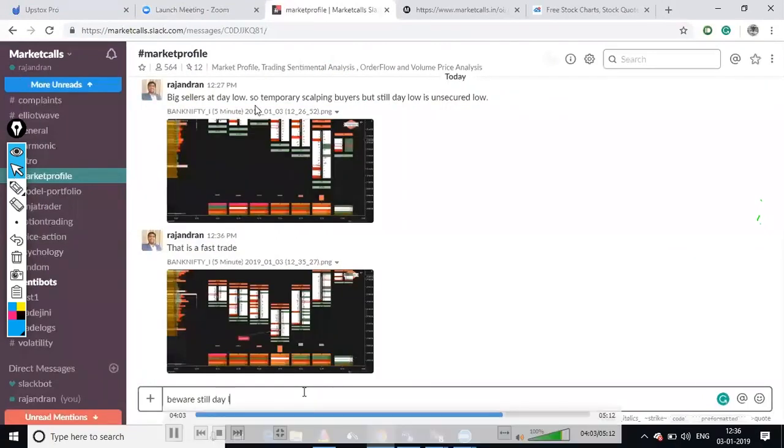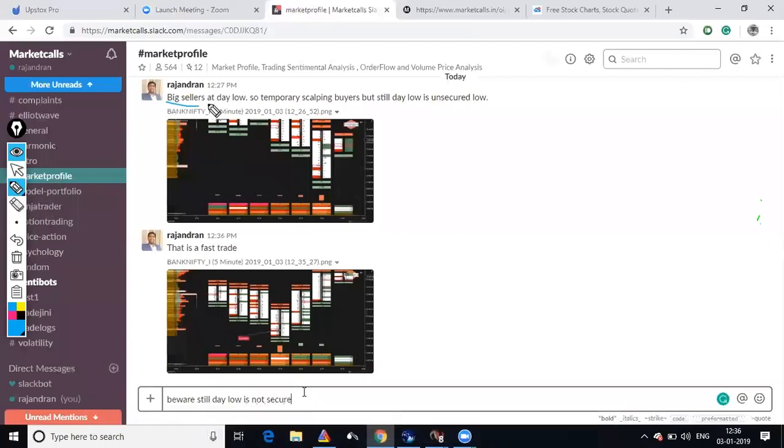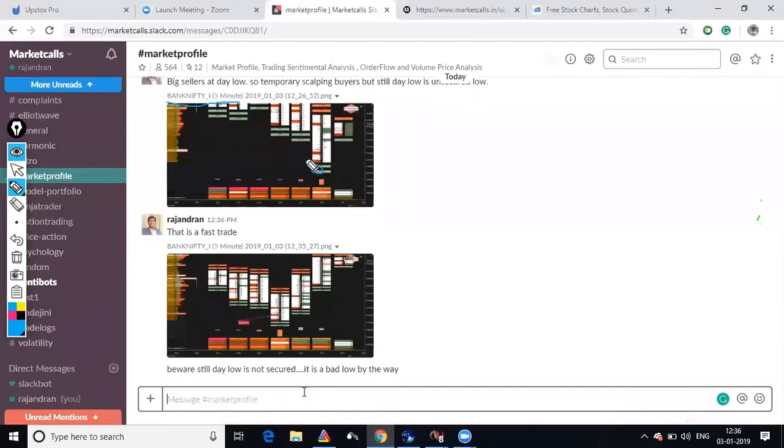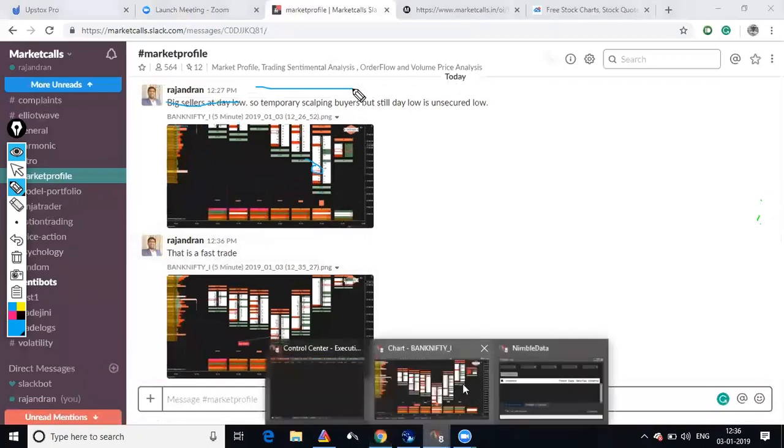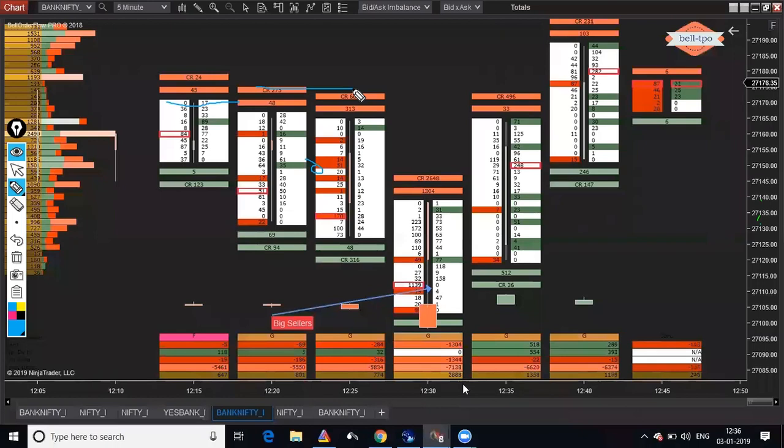So I noticed that there is a big seller that came at the day's low. They got trapped, and that is where I started taking the video to explain that. I also say that it's a temporary scalping bias. It's where you can use it for a scalping opportunity, right? But you also have to be aware that it's just a scalping opportunity, and you have to leave it, because maybe at times price could come and completely clear all those levels. I mean, it's just a temporary buying opportunity. Whatever you're seeing is a temporary buying opportunity towards the VWAP levels.